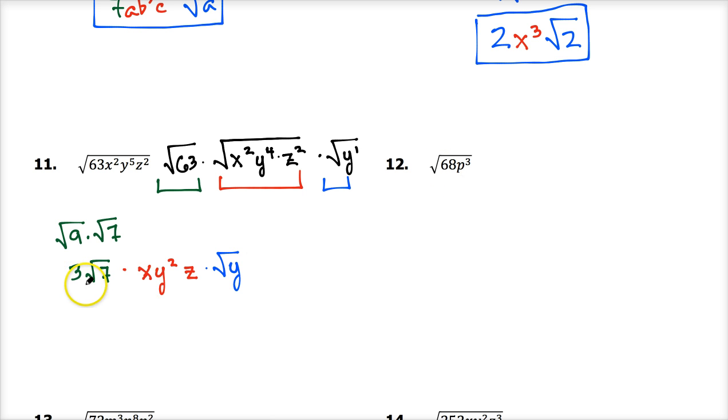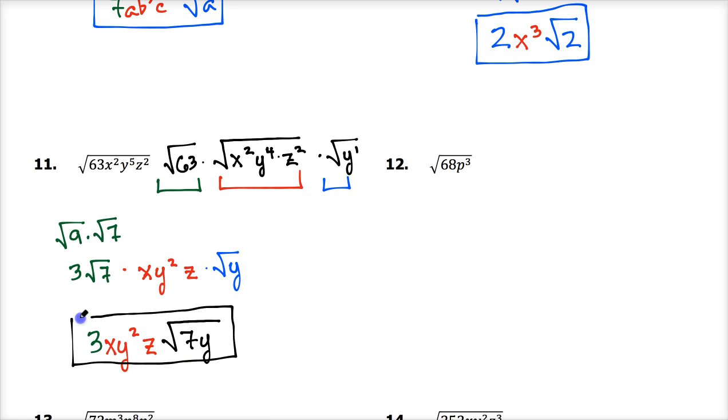So my answer, I have a whole number of 3. My variables are x, y squared z, and then I have two radicals being multiplied at the end. You can always put two radicals being multiplied back together as one radical. Okay, you're allowed to multiply radicals together and make them one radical. So radical 7 times radical y just becomes radical 7y at the very end. So this is how I write my answer.